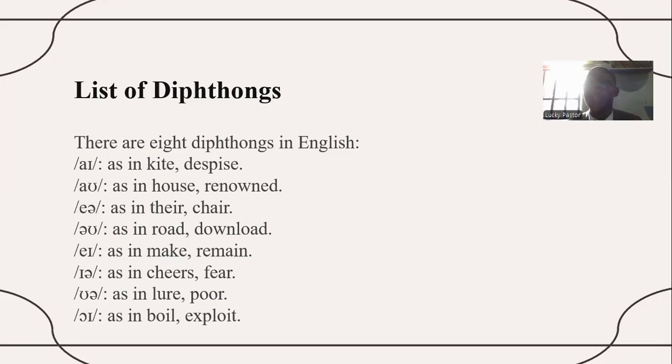A is the sound A and E gliding. And you can find it in words like make, and remain. These are some words where you can find the A sound.